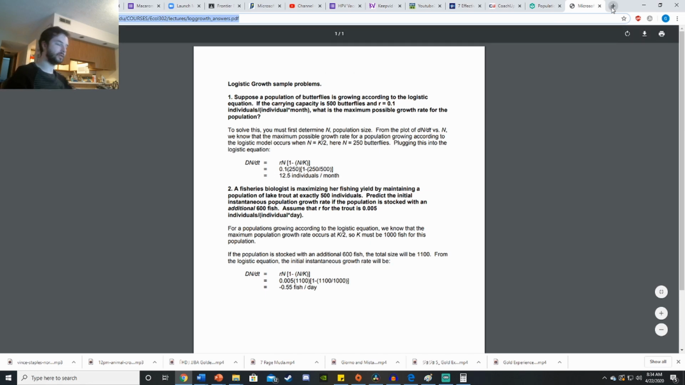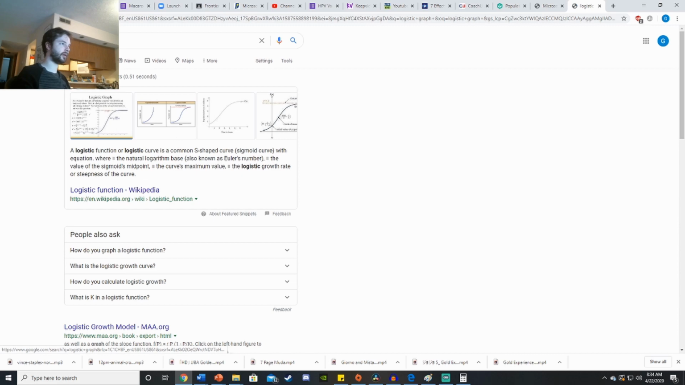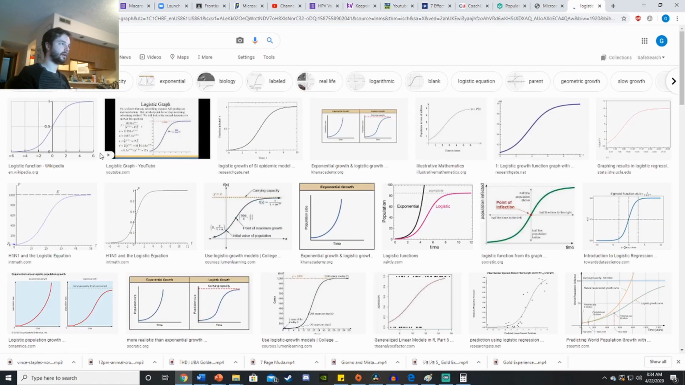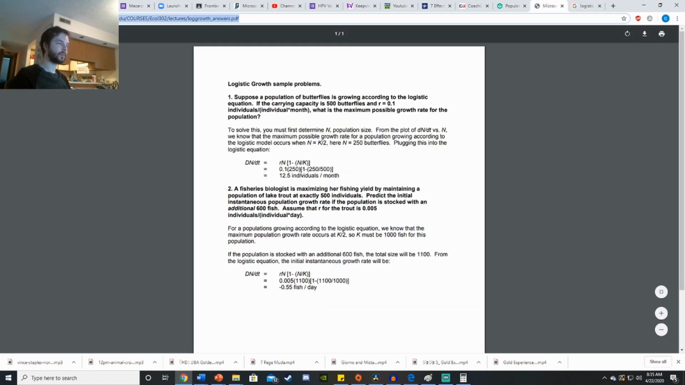The way we'd figure that out is if you look at a logistic graph, not Desmos, just a logistic graph, we want to look for the point on the graph where the graph is increasing at the steepest rate. And that is always going to be halfway up the graph. This point here is where the line is the steepest. So halfway up the graph is going to be our maximum rate. We know that the carrying capacity is 500, and it can't exceed that number. So we're going to go with half of 500 to get our maximum rate, which is going to be 250. That's where they get this 250 from.